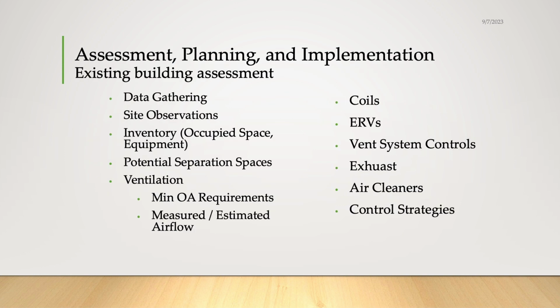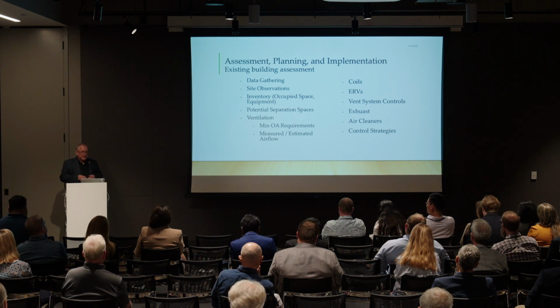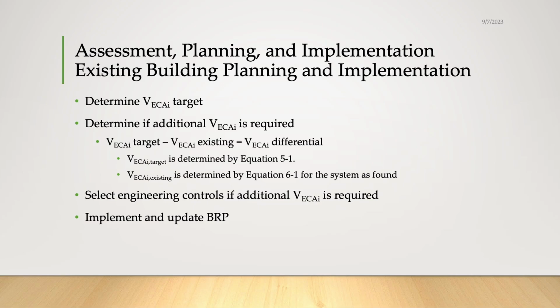So this is the sort of things you'd have to do for an existing building, and it'll be familiar to anyone who does this kind of work. Go to the site and gather data, inventory what's there. If you have separation spaces or the need for separation spaces, by which I mean a place to isolate someone who's infected, which you might do in a healthcare facility or in a residential building, identify those, and then check the ventilation and a lot of other HVAC components and control strategies. And this just continues on with existing buildings to determine the target and determine whether you're meeting it or not, and then to do the planning to determine what should be changed.